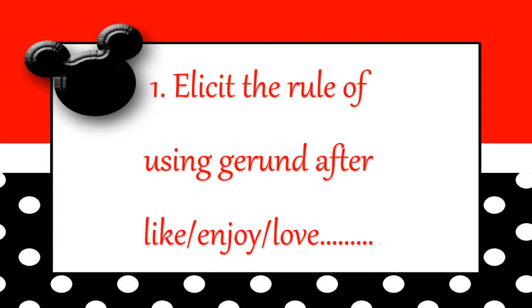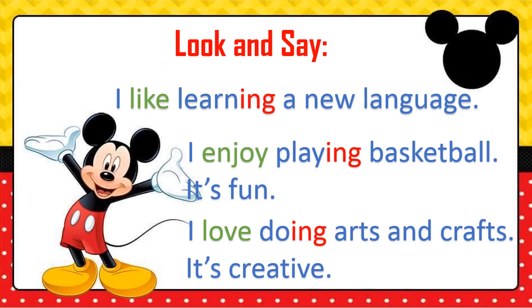So, let's elicit the rule of using gerund after like, enjoy, and love. That means after the verb like, enjoy or love, we add ing to the verb. Let's see. Look and say: I like learning a new language. I enjoy playing basketball. It's fun. I love doing arts and crafts. It's creative. What do you notice? I notice that after like, enjoy, love, I use a gerund: verb plus ing. I like learning. I enjoy playing. I love doing. Also, we use like, enjoy, love to express activities we like.